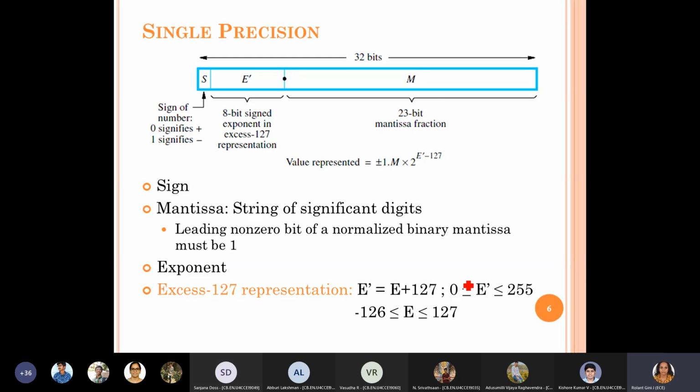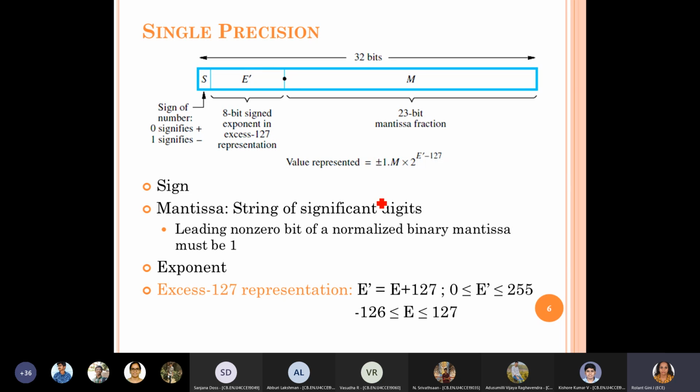Okay. So in case of single precision, we have a 32-bit number, and in that 32-bit number, from the LSB we use 23 bits to represent the mantissa, and the MSB bit to represent the sign of the number. If the MSB is 0, it indicates that the number is a positive number, and if the MSB is 1, it indicates that the number is a negative number. And the remaining 8 bits we use for representing the exponent, the scale factor, right?